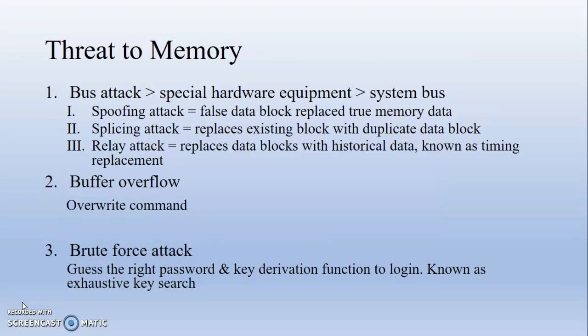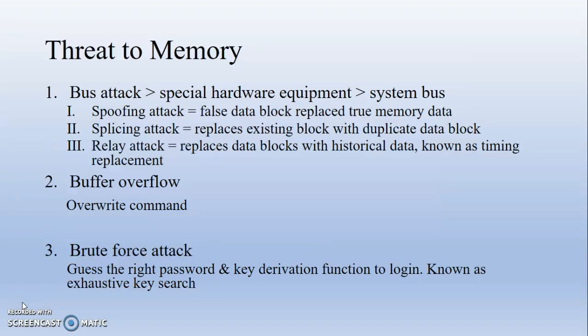Spoofing attack is where the attacker uses false data blocks to replace the true memory data blocks. Splicing attack is where the attacker replaces the existing block with a duplicate data block. The third type of attack is the replay attack, where the attacker replaces the data blocks with historical data. It is also known as timing replacement.